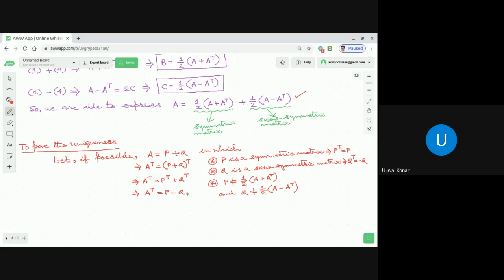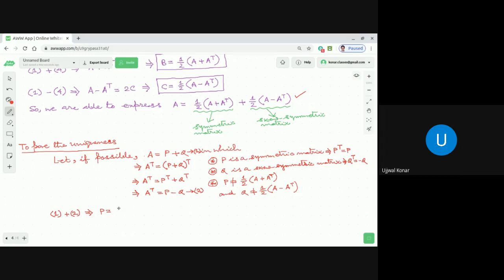So what do we get, dear students? We get A is equal to P plus Q. We can call this equation 1. And we get A transpose is equal to P minus Q. That is equation 2. Now if we add both sides of equation 1 and equation 2, then what are we going to get? After simplification, A plus A transpose would be equal to P plus Q plus P minus Q.